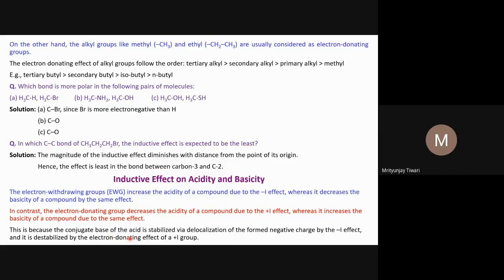And this is because the conjugate base of the acid is stabilized via delocalization of the formed negative charge by the minus I effect. This is one thing. Once the proton is liberated, we see the formation of a conjugate base. Now, if the electron density of this conjugate base is decreased, if the electron density that is accumulated on one atom is dispersed to some other atoms as well, the stability increases. This is what we have already seen.